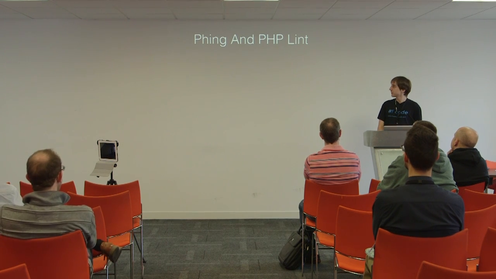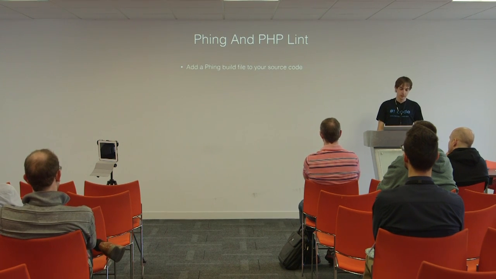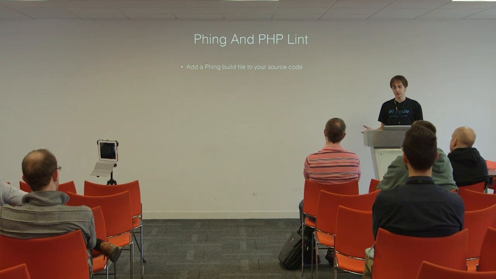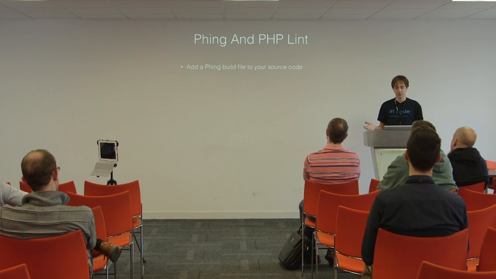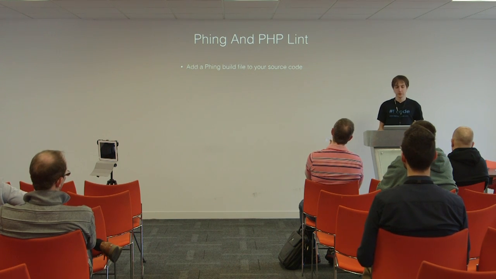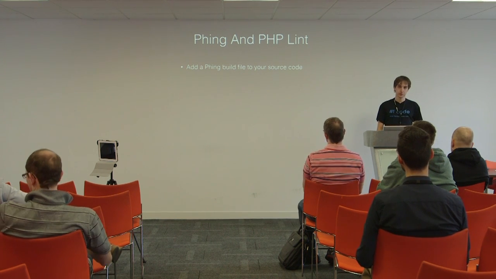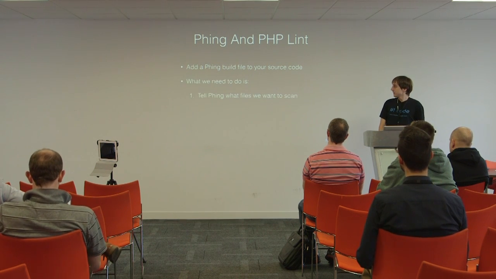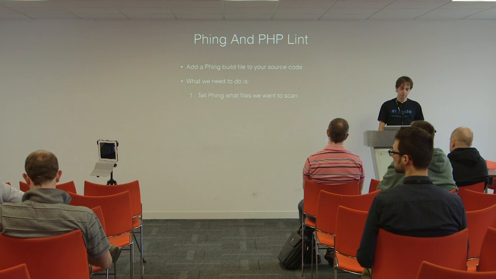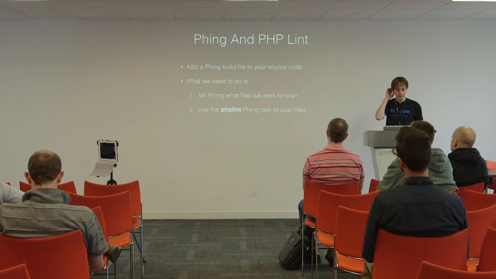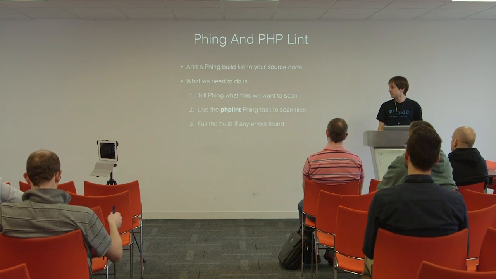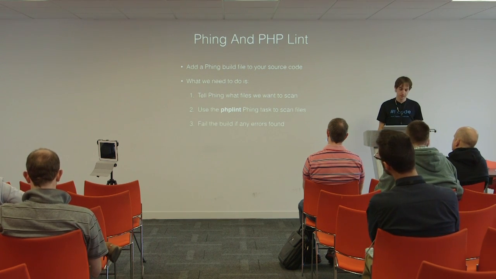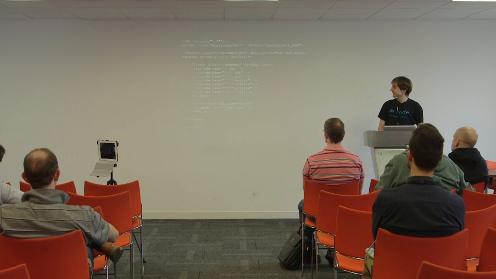So we use Phing and PHP lint together. You need to add the Phing build file to your source code, which goes back to the standardization. If you have a scripts folder, pop your Phing files into the scripts folder, and you keep a record of what's going on. What we need to do, basically, is tell Phing what files we want to scan, use the PHP lint Phing task to scan the files, and then fail if any errors are found. Fairly simple.